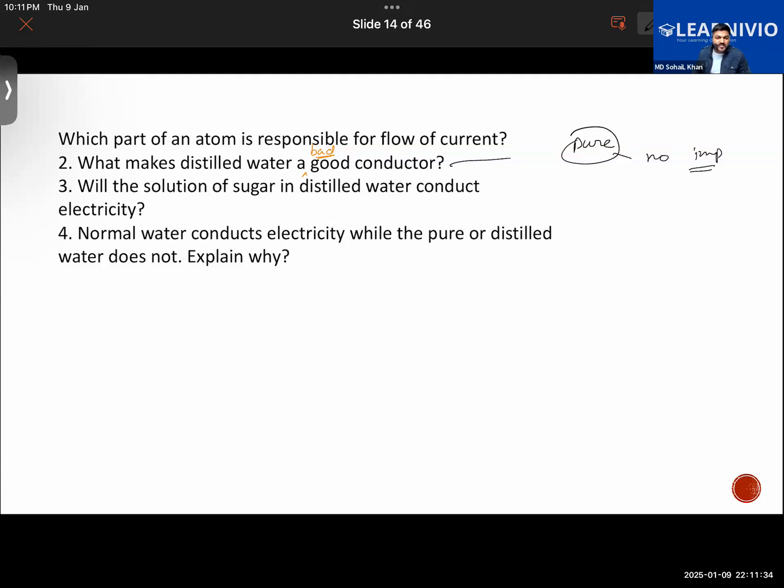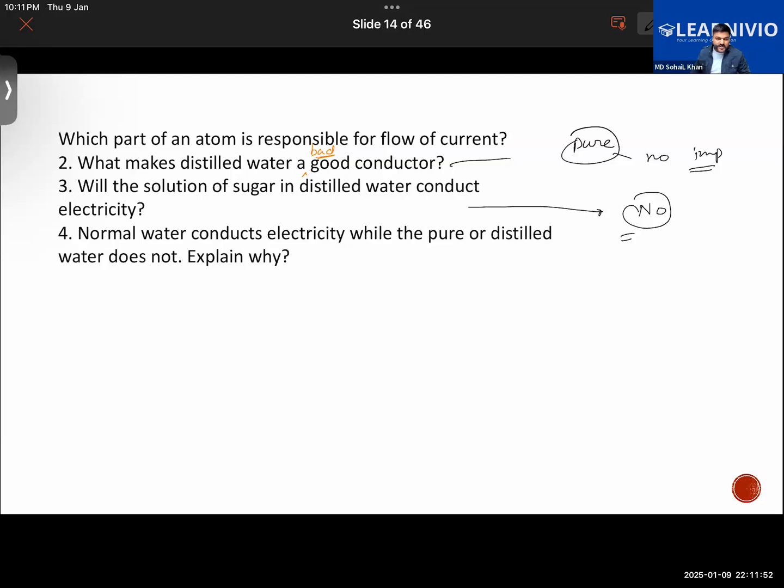Interestingly, although it will become impure, it will not conduct electricity. So you have the sugar solution, you have the honey, like that. So they are poor conductors. So they will not conduct electricity. Okay. The answer is no.